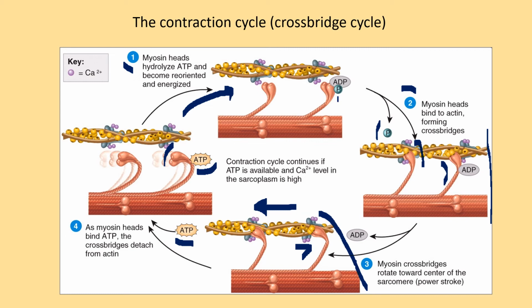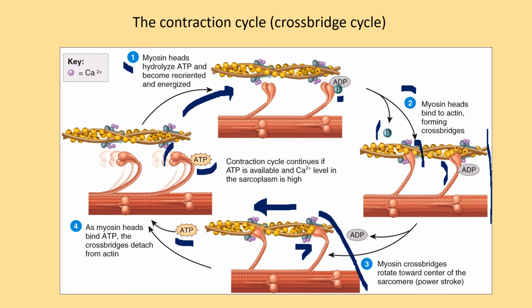When this phosphate pops off, the myosin will bind to actin, moving from step 1 to step 2, forming a cross bridge. As soon as the cross bridge forms, a power stroke occurs. That's moving from step 2 to step 3. And the thin filament is physically pushed toward the M line. The next step is to break the cross bridge.